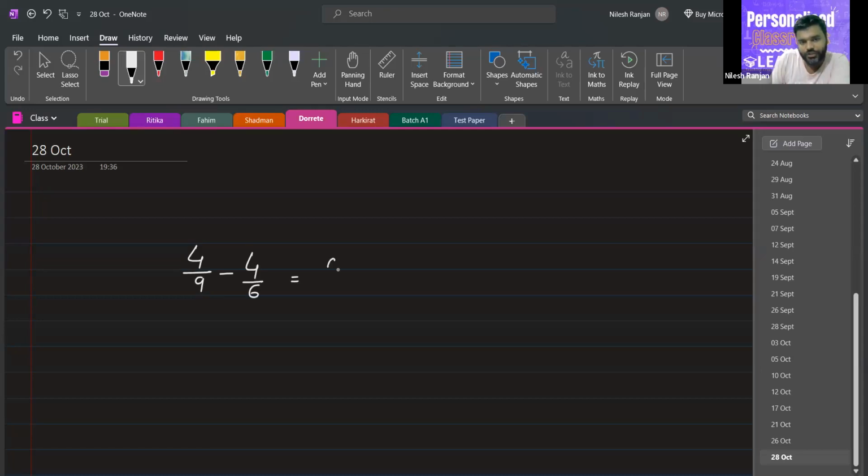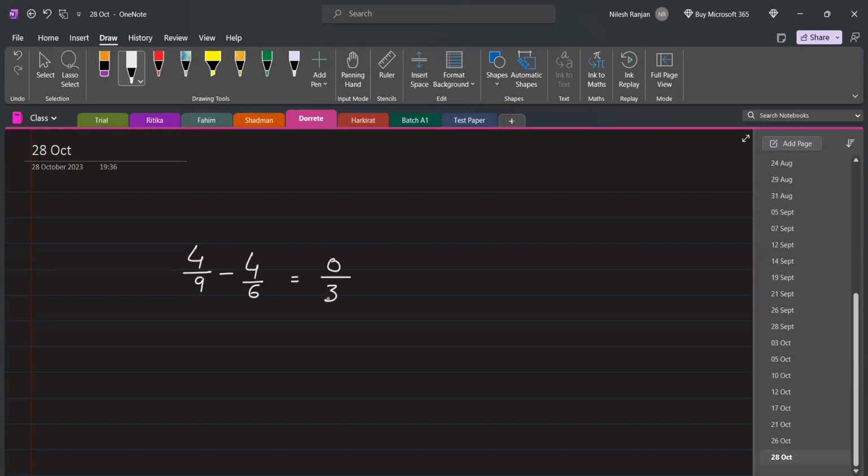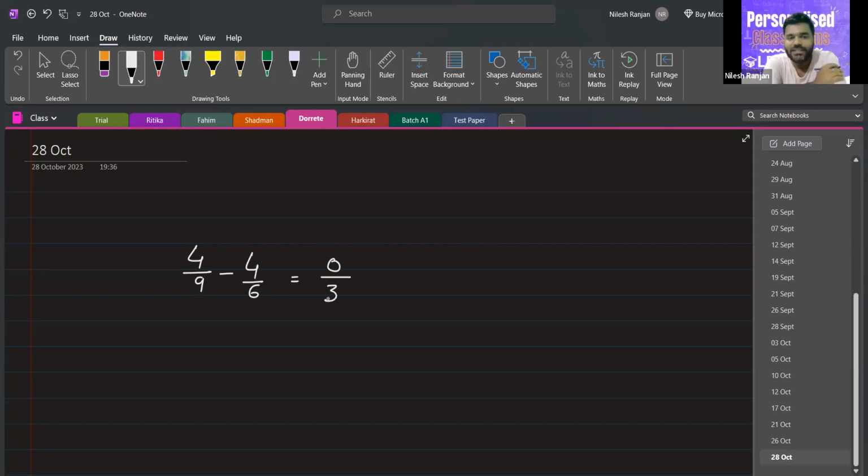4 minus 4, 0. 9 minus 6, 3. Yes. You think this is how we deduct the fraction? No, sir. Then? So that's why I have done like 9 into 6 and 6 into 9. No. That's a different thing. But I'm saying this is how we calculate the fraction, plus or minus.